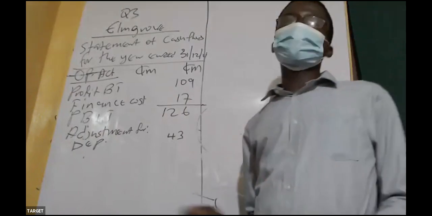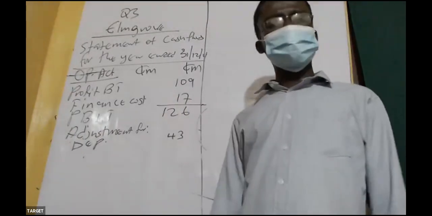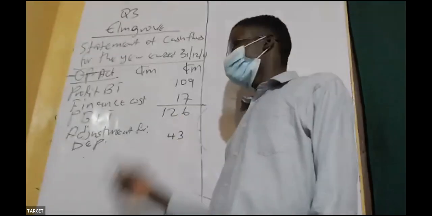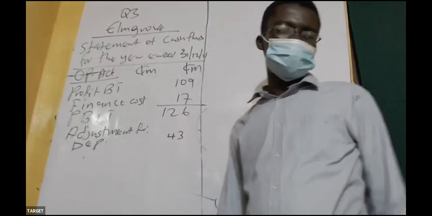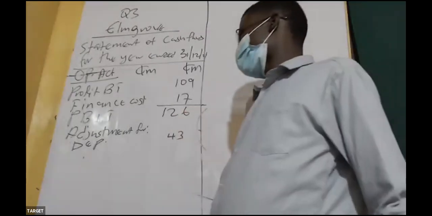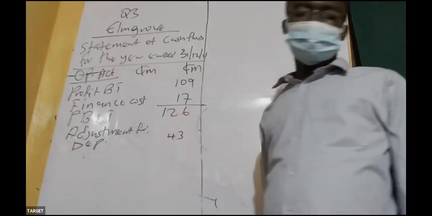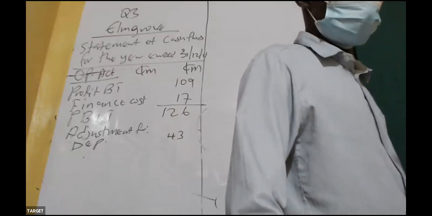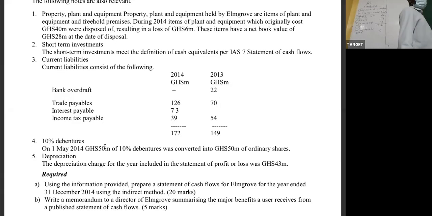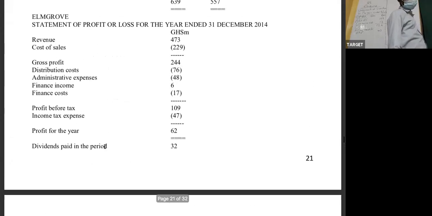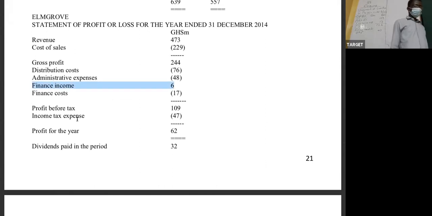Then when you're done, any alien, what is an alien? They are the strangers. Any stranger which has entered these profits, let's take him. So let's go. First, go to the P&L. Check, is there any other income? There's finance income here, 6. So this finance income is a stranger.